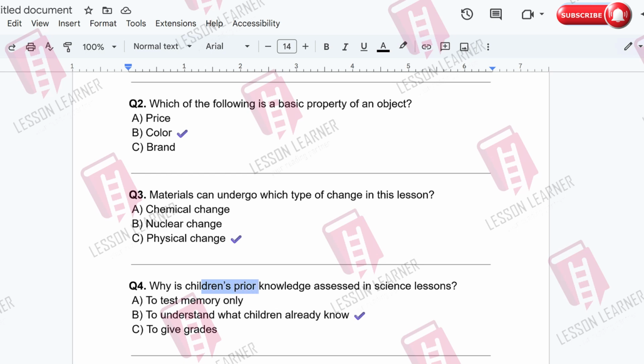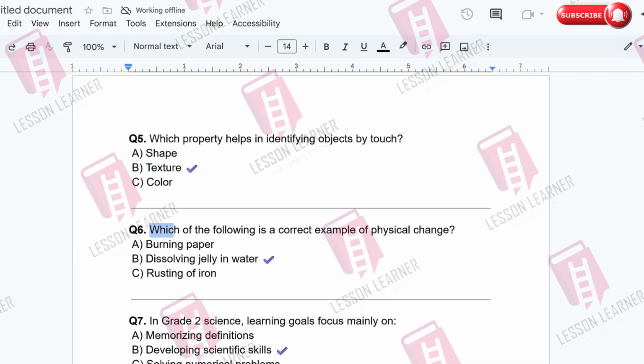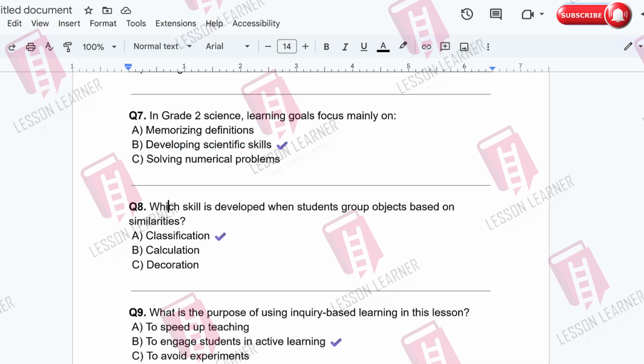Physical change. Why is children's prior knowledge assessed in a science lesson? To understand what children already know. Which property helps in identifying objects by touch? Its texture. Which of the following is a correct example of physical change? Dissolving jelly in water. In grade 2 science, learning goals focus mainly on developing scientific skills.